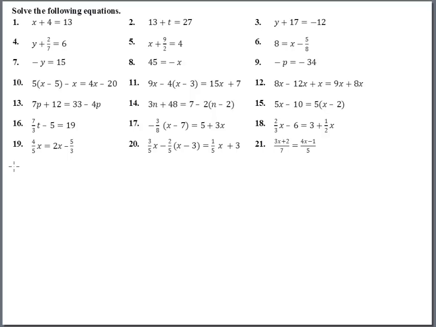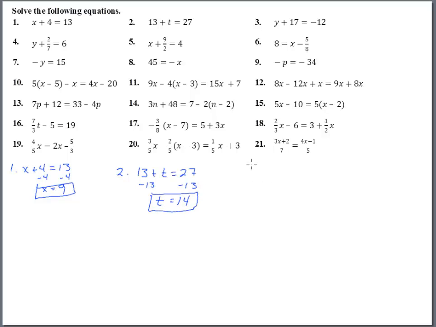Here we are on page 2. We'll start with number 1. X plus 4 equals 13. We're going to subtract 4 from both sides. So x equals 9. Number 2, 13 plus t equals 27. Subtract 13 from both sides, and we get t equals 14.